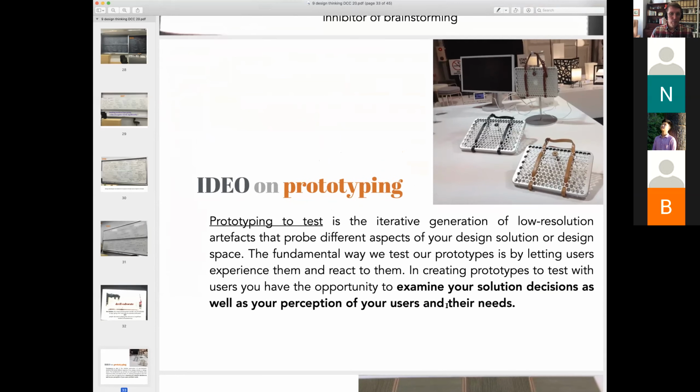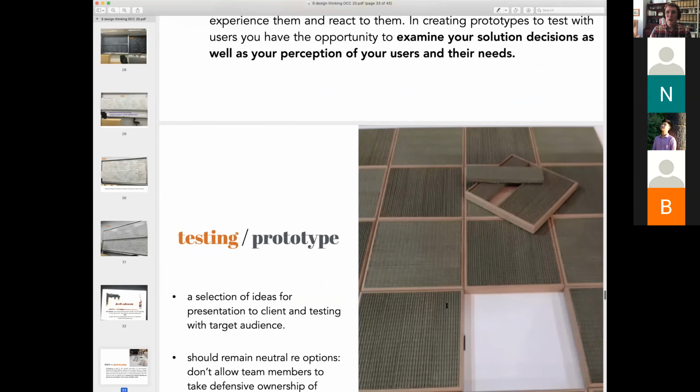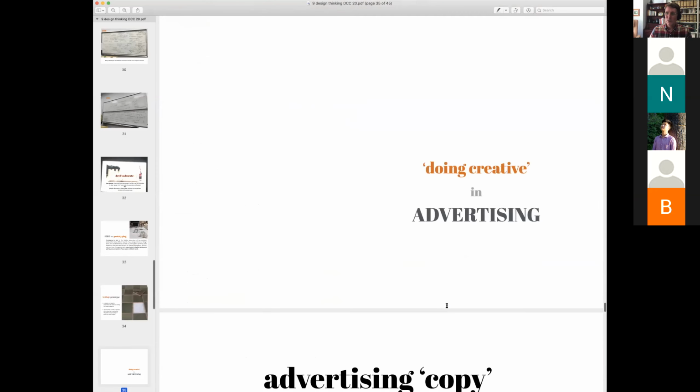IDEO talks a fair bit about prototyping. Our concern is with communications. We're obviously not making design products, but you can prototype text as well, just like films are screened with audiences. This is actually done with advertising copy, very often testing with focus groups, for example, to see reactions. So this idea is rough and ready, very quickly testing with an audience in a very iterative kind of way. And I'll skip through this.